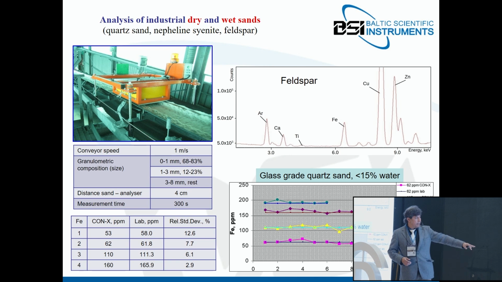These results below correspond to glass-grade quartz sand with up to 50% of water content. The spectrum of quartz sand only shows the peak of argon and the peak of the impurity, which corresponds to iron. So here are the results for different concentrations obtained in the laboratory and compared with the analyzer. And here we can see the results obtained. The agreement is good again.